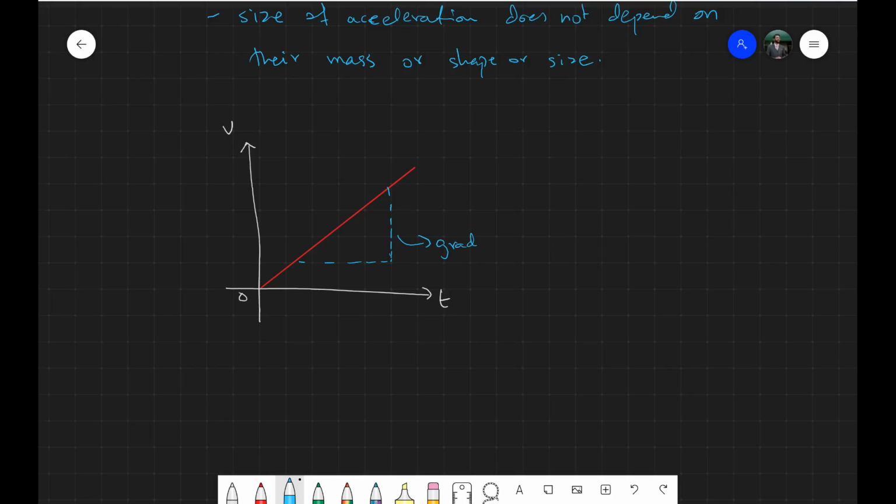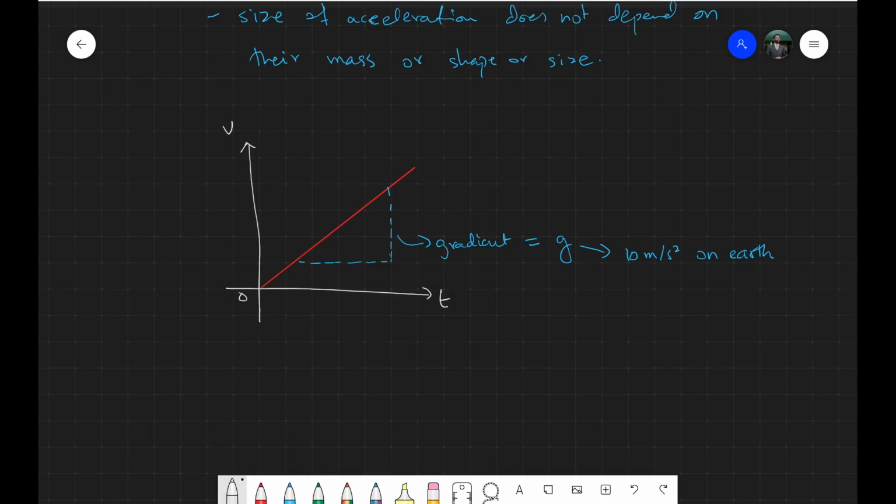If you find the gradient of this graph, it will be equal to the value of g, and this value is obviously 10 meters per second squared on Earth. And just to reiterate, for other planets it will be different, but no matter how heavy or light the object is, you are always going to get the same line.